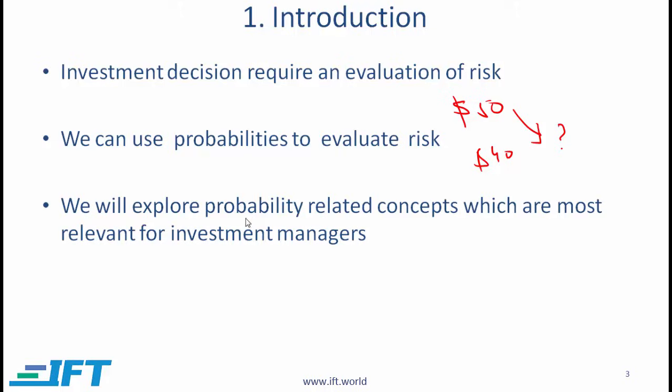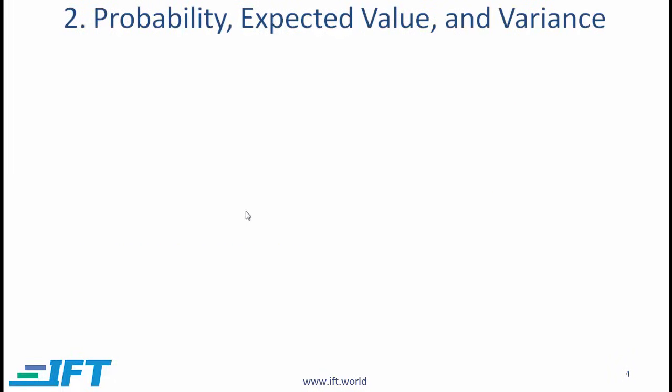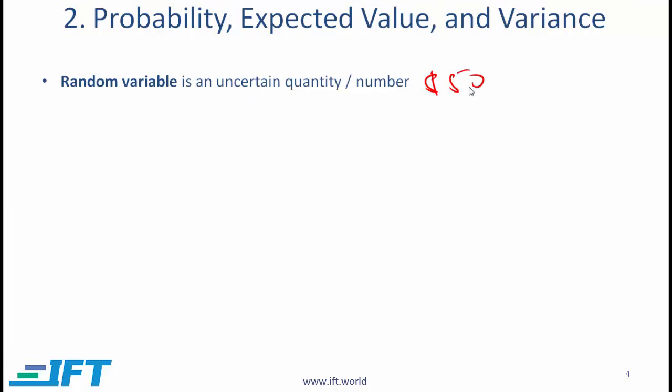In this reading, we will explore probability-related concepts which are most relevant for investment managers. Probability, expected value, and variance. We need to first understand a few basic definitions. A random variable is an uncertain quantity or number. So if you buy a stock today for $50, at the end of the month, the stock price will have a certain price. We can think of that price as a random variable because we don't know what that price will be.